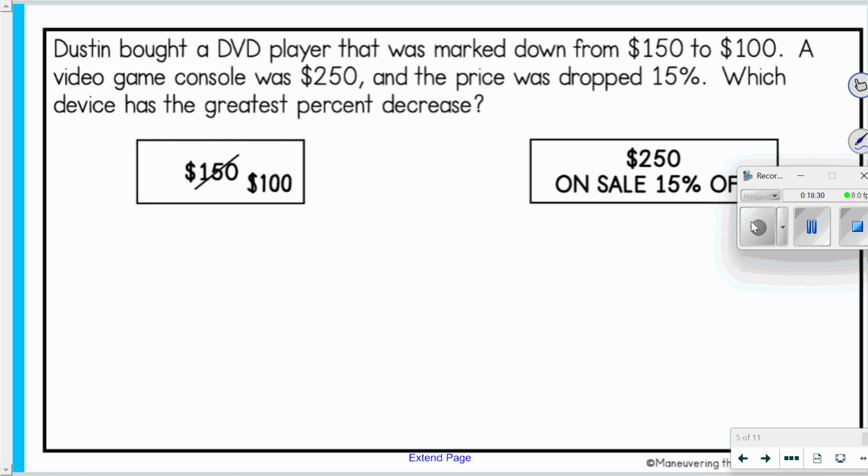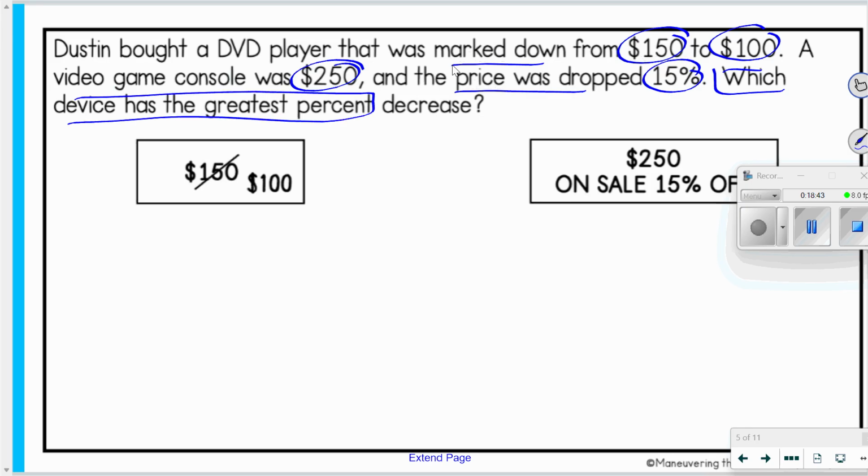Dustin bought a DVD player. It was marked down from 150 to 100. A video game console was 250 and the price was dropped 15%. Which device has the greatest percent decrease? So our first one, we need to go ahead and start on the original DVD player. Again, we're going to set it up the same. It's going to be my percent. What was the change in price? 50.